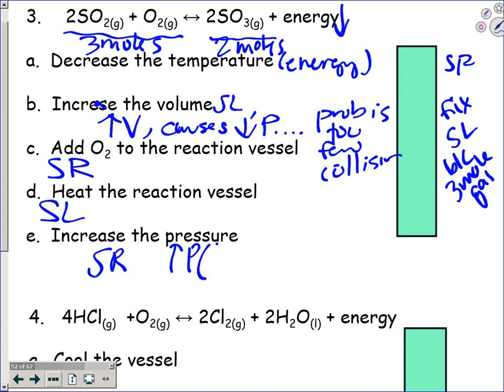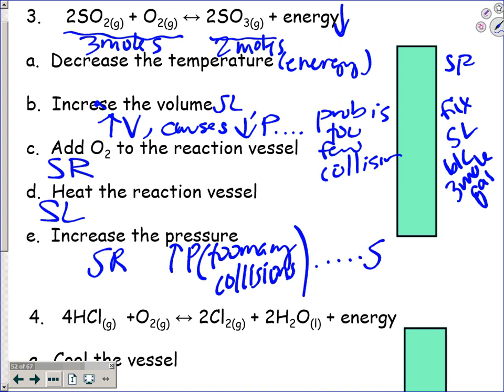Increasing pressure causes too many collisions. Too many collisions is the problem. So to get away from too many collisions, you're going to shift right because there's only 2 moles of gas there versus 3 moles of gas.